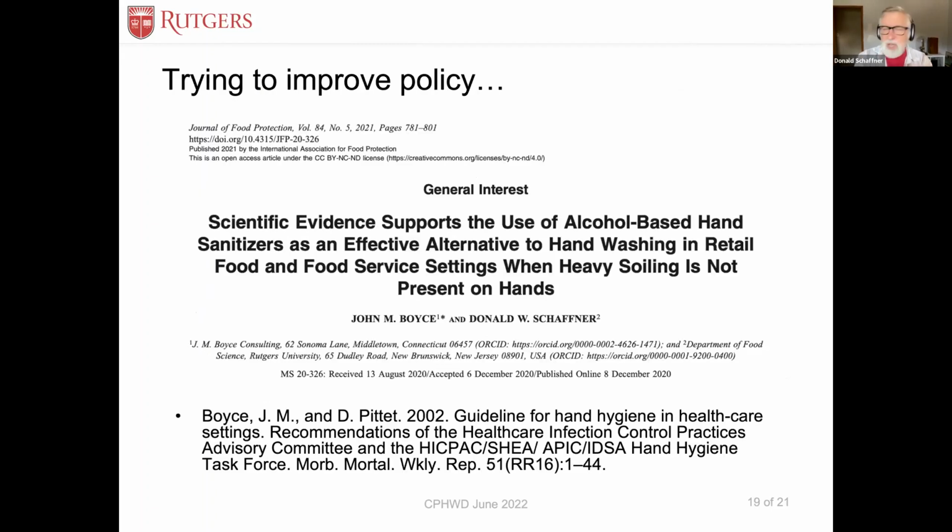All right, so this is another example where we're trying to move policy in a direction that we think is supported by the science. And this is, again, some work that was funded by Gojo Corporation. They paid John Boyce and I for our time to write this work. They had no input into our conclusions, but they did fund our time.